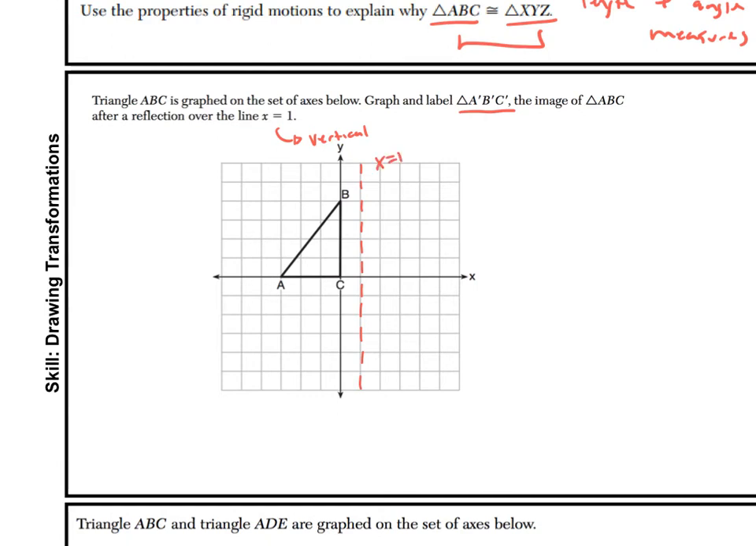Y equals is horizontal. Now we just count how far we are from this line. So B is 1 unit away, so we go 1 to the other side, and that's where B prime is. C is 1 unit away, so we go 1 unit to the other side, and that's where C prime is. And then A is 1, 2, 3, 4, and that's going to be A prime. And so all we do is draw it out now. Boom, boom, boom. Done. So this says graph and label. I've done this perfectly. I've graphed the points correctly. I made sure I put my primes there. Primes are super important. It does not say state the coordinates, so I won't do that. And that's it for this question.